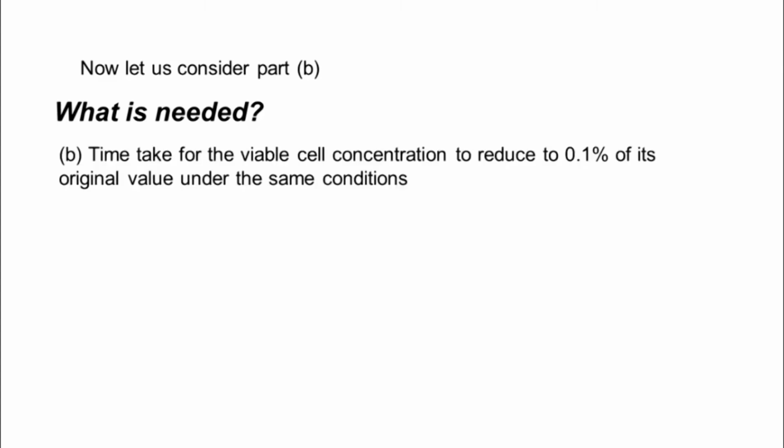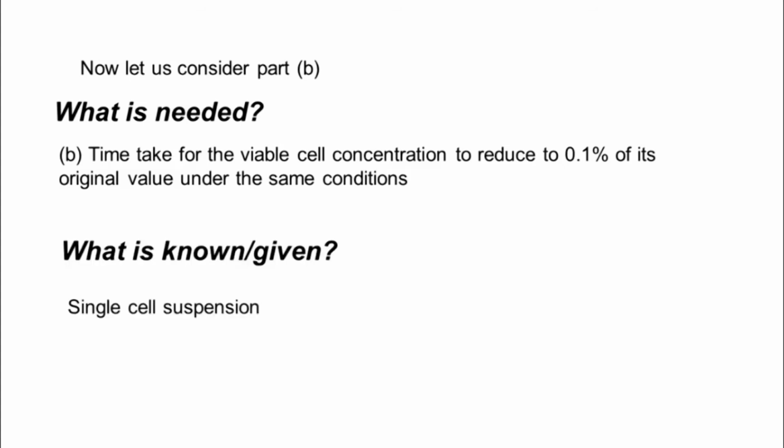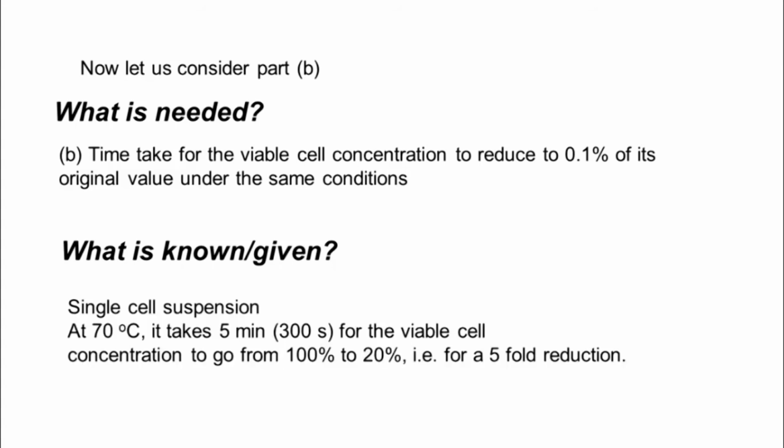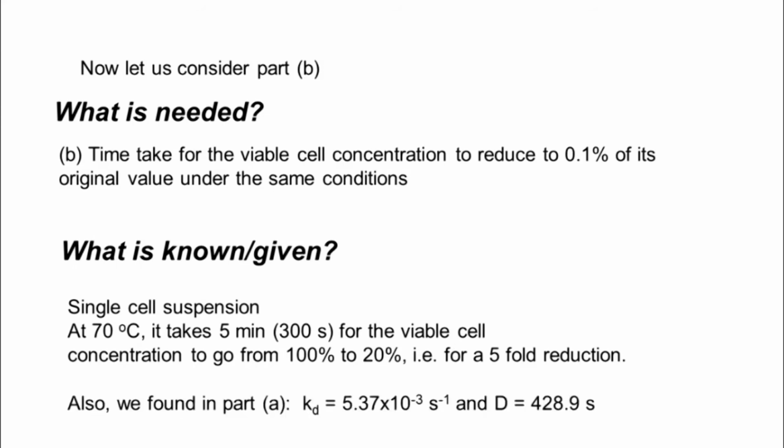Now, let us consider part B. Again, we'll ask the same questions. What is needed? The time taken for the viable cell concentration to reduce to 0.1% of its original value under the same conditions. What is known or given? Single cell suspension, the same as earlier. At 70 degrees C, it takes 300 seconds for the viable cell concentration to go from 100% to 20%. And also we found in part A the value of Kd and the value of the decimal reduction time. This is what is known.